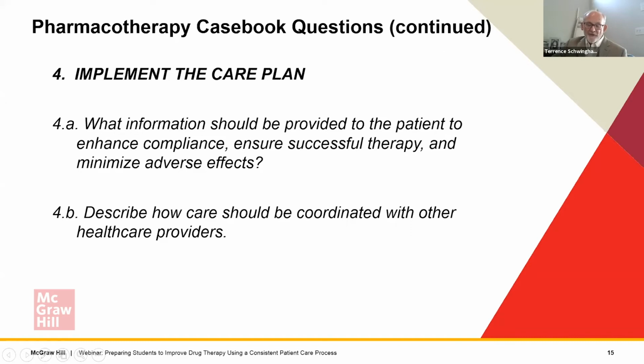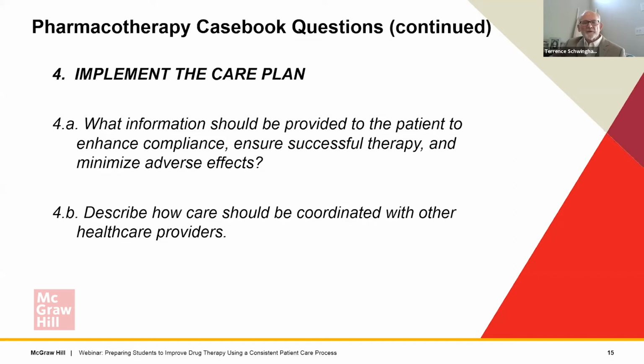And this step is also an important step that we added to the casebook this edition: describe how care should be coordinated with other healthcare providers. You'll find that students have difficulty with this also because they haven't had a lot of experience working with other healthcare providers. So it's not just tell me who else is involved in the patient's care. It's not just who will teach the patient about the disease, who will teach the patient about diet and exercise, who will prescribe the meds, who will educate the patient about the medications. That's all important and needs to be included in this answer.